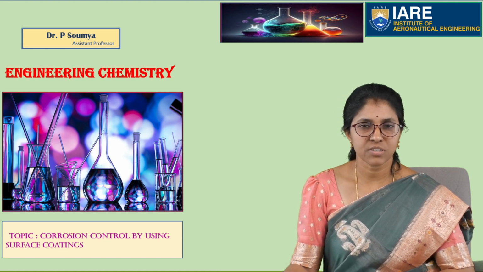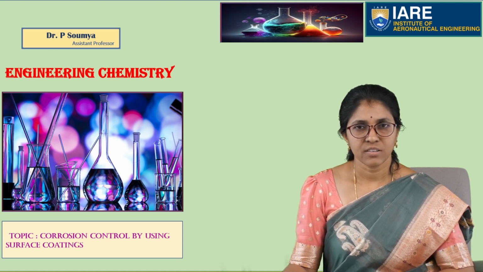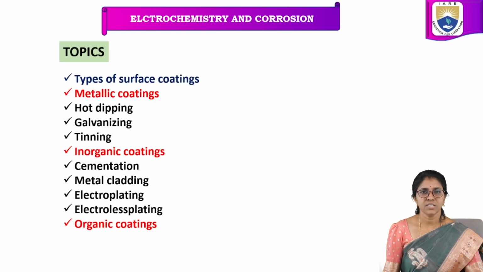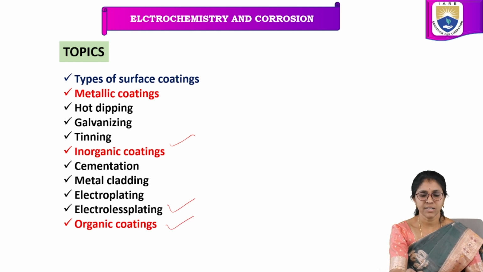In this session, I'm going to discuss corrosion control by using surface coatings. I'm going to cover the topics: types of surface coatings, metallic coatings, hot dipping, galvanizing, tinning, inorganic coatings, cementation, metal cladding, electroplating, and electroless plating, and finally organic coatings. So here three types of coatings are there: metallic coatings, inorganic coatings, organic coatings. I am going to cover all these topics in this session.